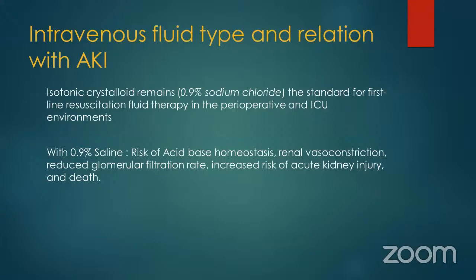Whether the type of fluid we use might influence AKI. Popularly, what we use is normal saline, 0.9% sodium chloride. It's the first choice most of the time, but it has its own limitations. It can cause acid-base disturbances, renal vasoconstriction, a reduced glomerular filtration rate, and an increased risk of acute kidney injury and death also.